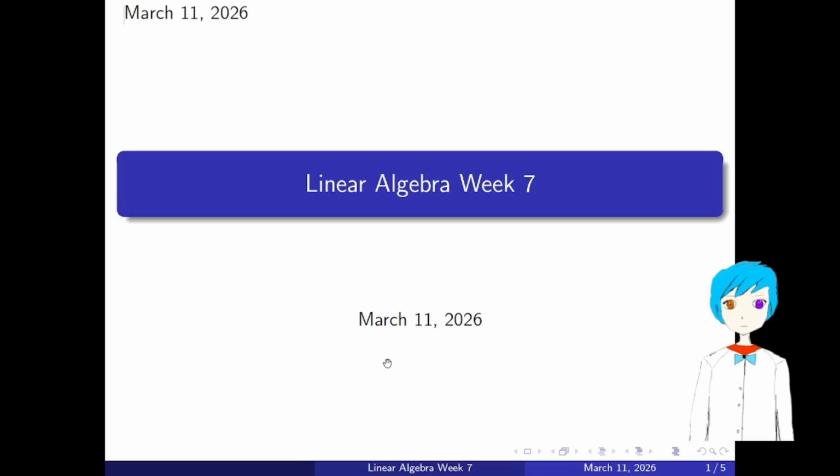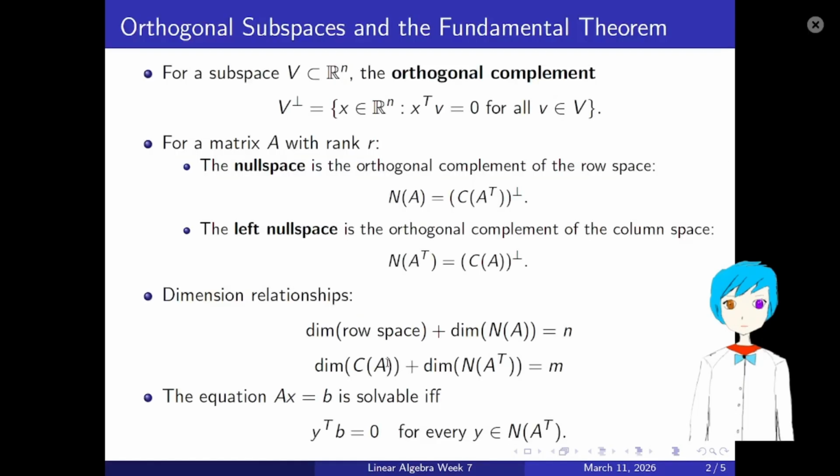Today we are going to do a review of our week 7's lecture in linear algebra. So in this week, we introduce orthogonality, orthogonal subspaces, and projections. First of all, we define the orthogonal complement for a subspace. The orthogonal complement is another subspace that contains all vectors in the whole space that are orthogonal to any vector in the given subspace V. So it's called V orthogonal.